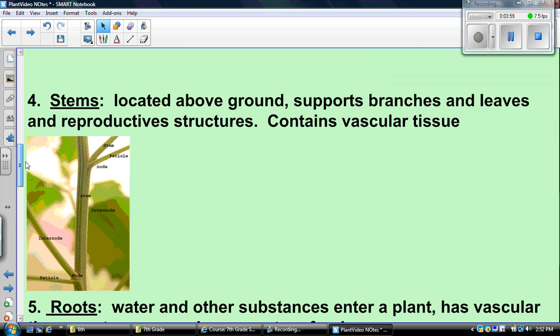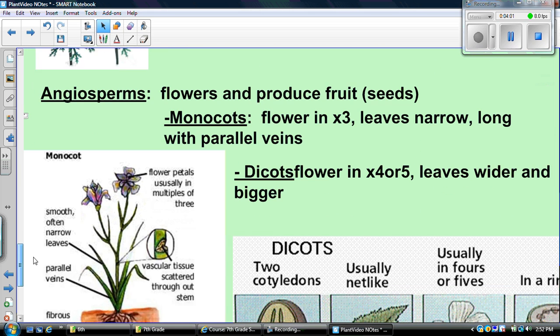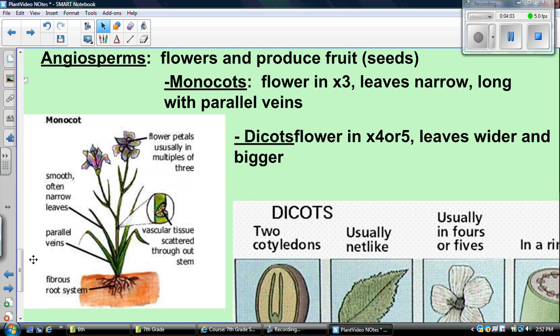Okay, so let's look at how angiosperms are classified. They're classified as either monocots or dicots. Monocot flowers are in multiples of 3. So, multiples of 3: 1, 2, 3, 1, 2, 3. We've got 2 sets of 3 for 6. Their leaves are usually long and narrow with parallel veins. So when you look at the leaves, they run in parallel lines.